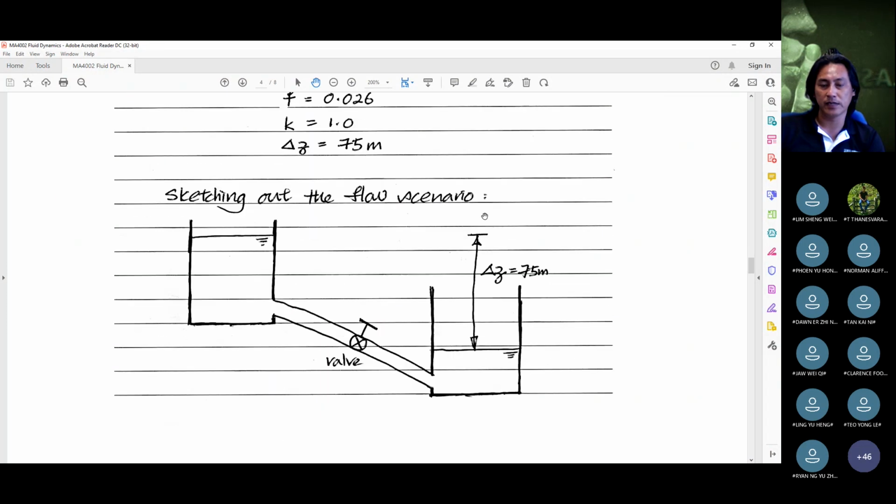Now, schematically speaking, this is what we have. A higher reservoir, a lower reservoir, and the difference in the water surface elevation is 75 meters. We have a valve that's initially closed, but then it will be opened suddenly, and water will start flowing. So basically, water within the pipeline will accelerate from rest. Part A wants us to find out what's the steady state velocity that this water will eventually reach.